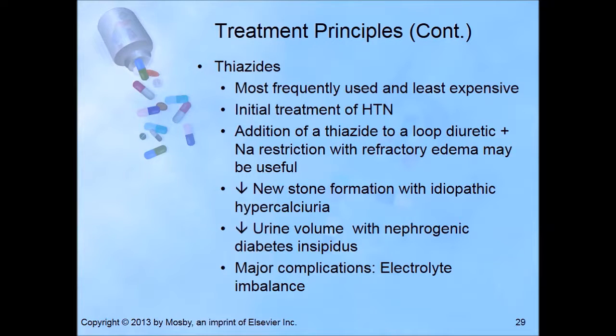Thiazides may also be used to decrease urine volume in patients with nephrogenic diabetes insipidus. Thiazide diuretics given in combination with a low-salt diet in the management of Meniere's disease may decrease the natural progression of sensorineural hearing loss and may be used to treat vertigo through prevention of flare-ups. As is the case with most of the diuretics, major complications of thiazide therapy include fluid and electrolyte abnormalities.